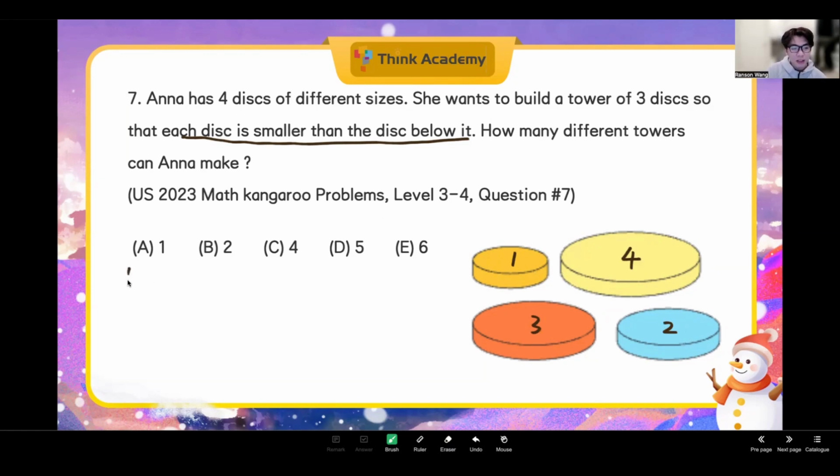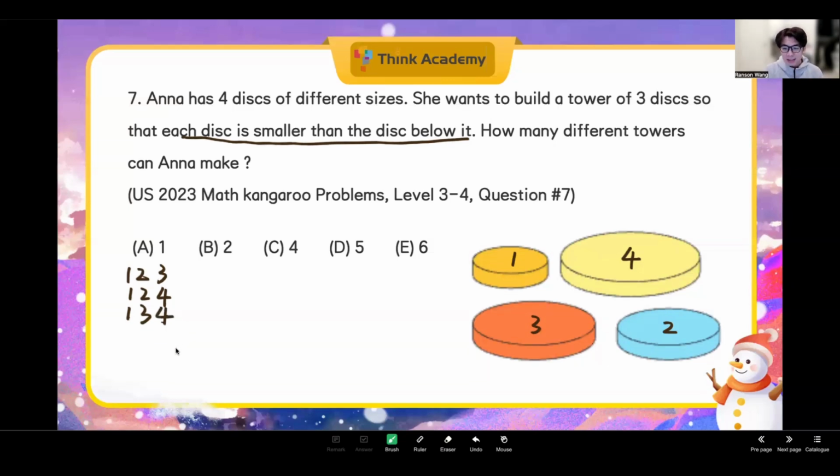If I start from the smallest one, I can just put the two right below it. It's bigger than the previous one. And for the next one, I can choose either three or four, right? No matter what, it's bigger than that. Other than this, after one, I can also directly jump to number three, because number three is also bigger than number one. So I can also have one, three, and four.